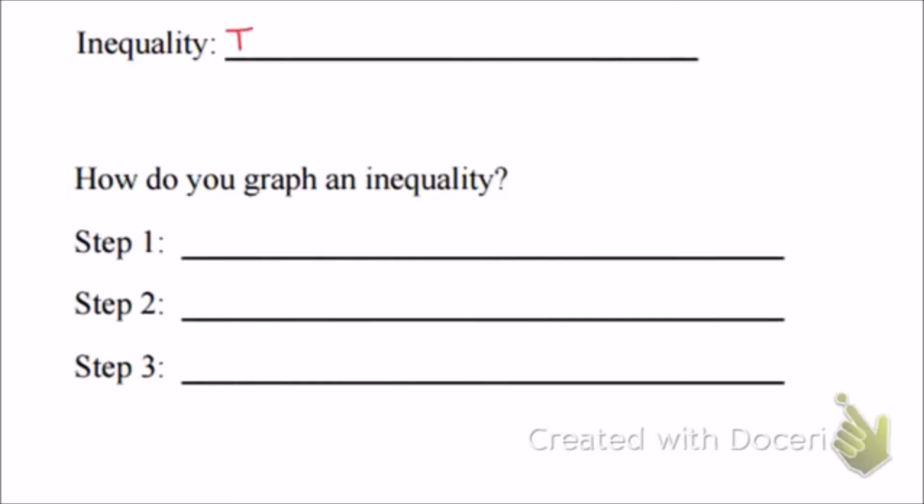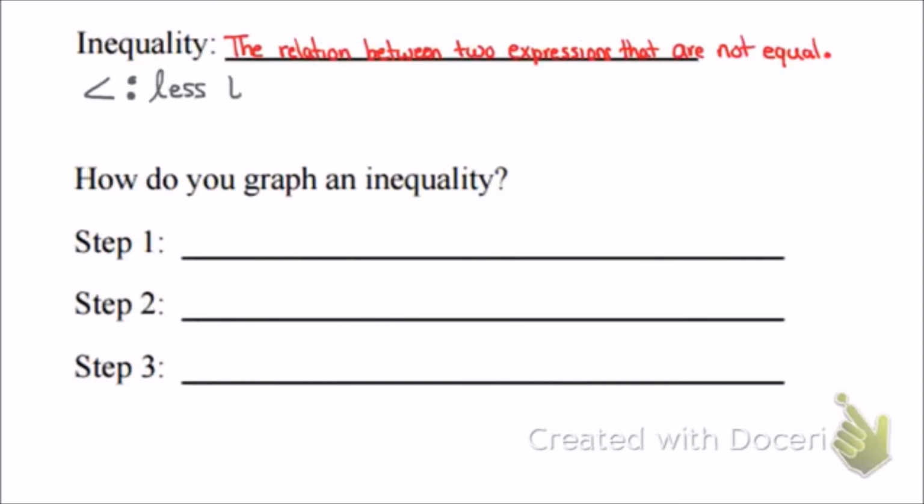A linear inequality is the relation between two expressions that are not equal. So, since these are not equal, we have to use something besides an equal sign. So our inequality signs consist of our less than sign, our greater than sign, then we have our less than or equal to because it has the line underneath it, and greater than or equal to because it has the line underneath it.